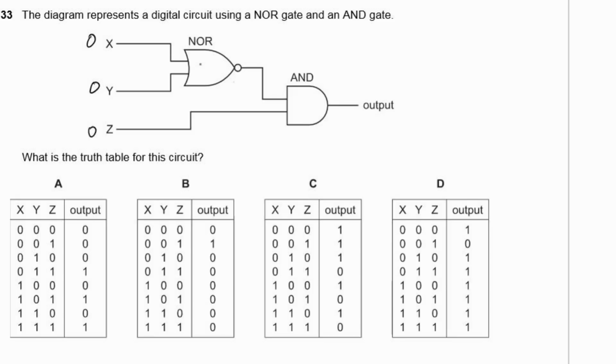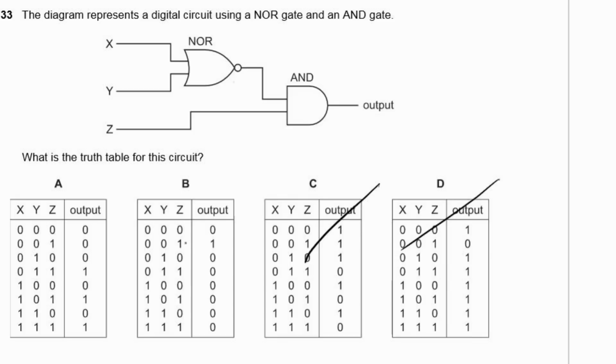If I have 0, 0 going in, an OR gate would give me nothing coming out. So the opposite of nothing coming out would be a 1. A NOR gate will give me a 1. Then I have 1 and a 0 going into an AND gate, and that only gives me a 1 if both of them are 1, so that will give me a 0. So first of all, I expect the top row 0, 0, 0 to have 0 as the output. So it's not C and it's not D. Alright, so now I have to decide between options A and B.